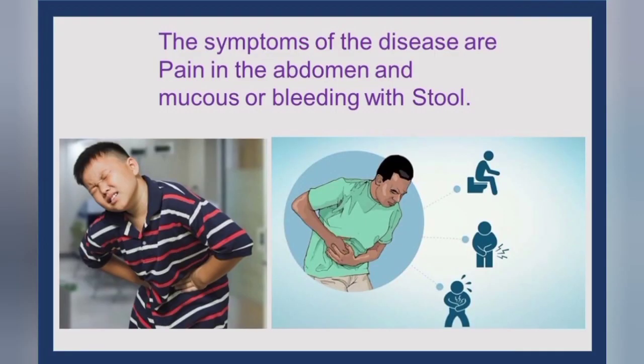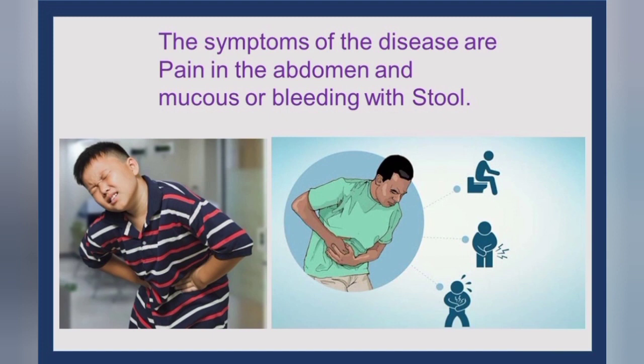Now the symptoms of the disease are pain in the abdomen and mucus or bleeding with stool. So basically we feel pain in the abdomen, right? And then mucus or bleeding with stool, that reflects definitely you have been affected by dysentery.